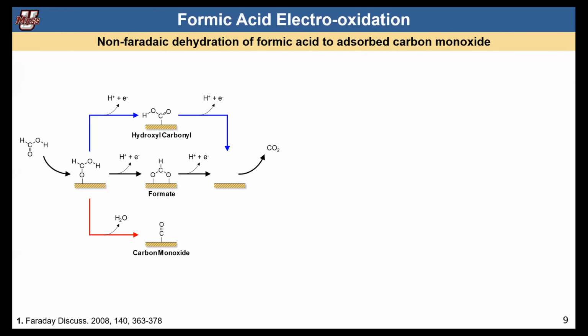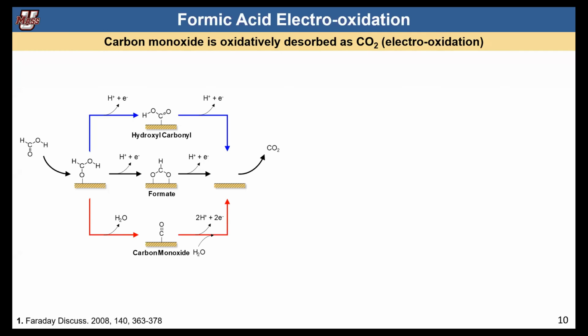Now, conversely, on the other side of this, you can have a mixed pathway or an indirect pathway, as it's called, where you start with a non-Faradaic dehydration of formic acid to adsorbed carbon monoxide. So no electrons or protons being transferred, just a thermocatalytic step. And then once you form your adsorbed CO, now the Faradaic chemistry can kick in.